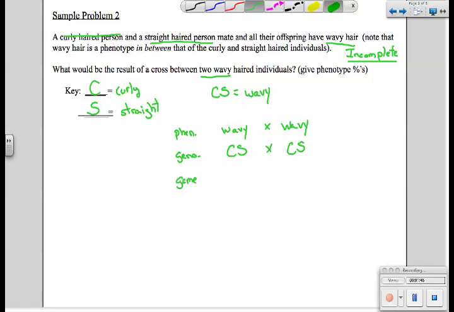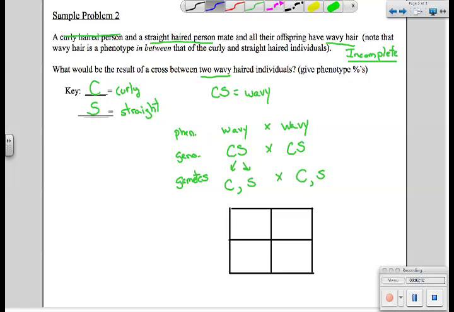Next, what are the possible gametes? Well, we're talking about one trait here, hair type, but there are two different alleles for the trait. So I can have two different gametes. I can have capital C or I can have capital S. From this parent, I can have the same thing, a capital C or a capital S. Next, I need to set up my box. Now that my box is set up, let's put one parent down the side, the other parent across the top, and complete my cross.